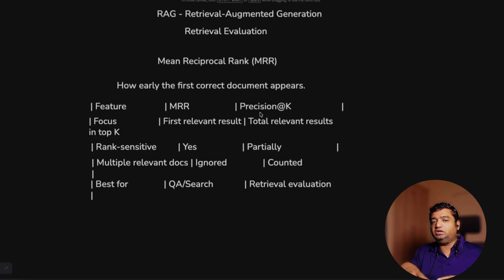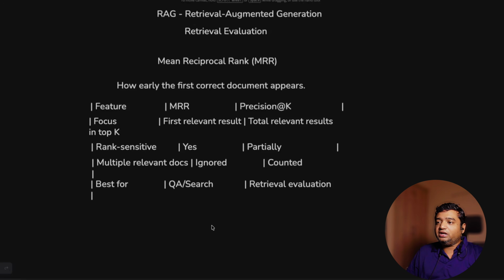In precision, we look at the total relevant results. Regarding rank sensitivity, MRR is rank sensitive, but precision is only partially rank sensitive. Overall, just for understanding, precision is not rank sensitive, but MRR is totally rank sensitive. If you're getting multiple relevant documents, MRR ignores them because it just looks for the first occurrence of the answer. Precision counts how many relevant documents are received.